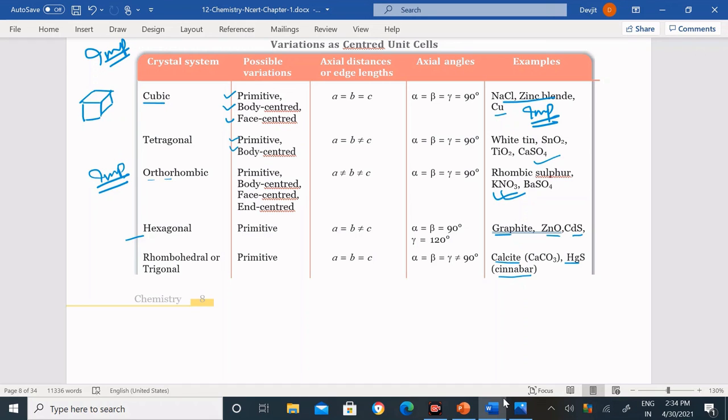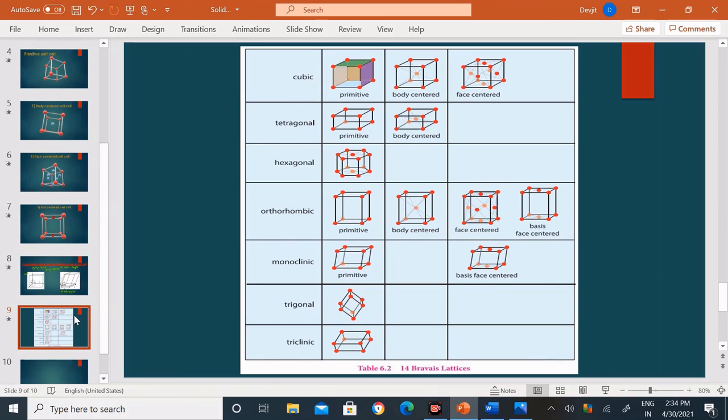And after all this arrangement, how many possible structures are there? See, there are 14. If my parameters are all equal to each other, then it is cubic. Then the ways I can arrange the constituent particles are primitive, body centered, face centered. Similarly, if alpha, beta, gamma are 90 degrees, but A is equal to B and not equal to C, then my box or crystal system will be called tetragonal. In that case, the possible ways of arranging the constituent particles are only primitive and body centered.